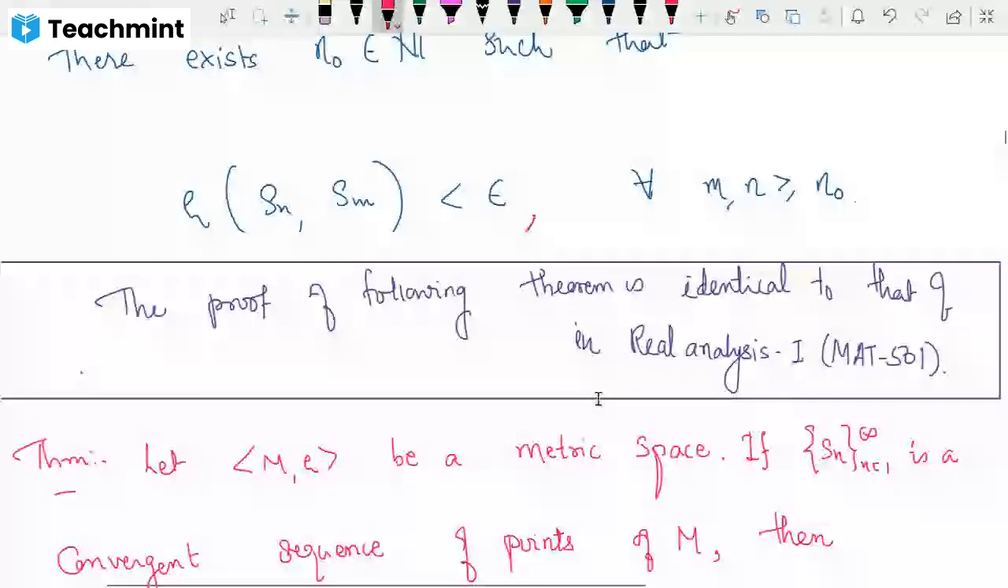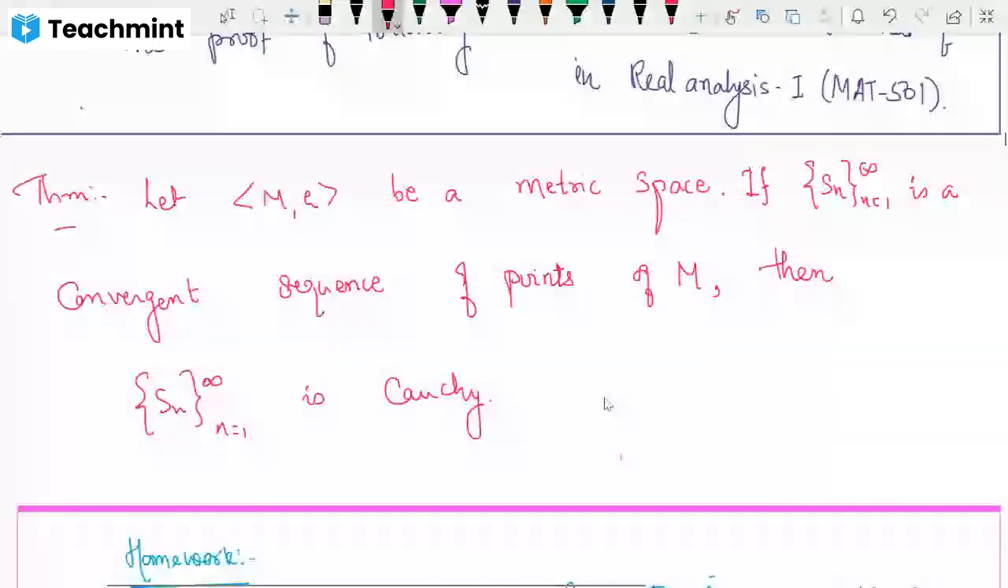So, the full statement of this theorem: let (X, ρ) be a metric space. If Sn is a convergent sequence of points of X, then Sn is Cauchy. So obviously, what is the definition of a convergent sequence? If the limit of the sequence exists and it is finite, then we say that the sequence is convergent.